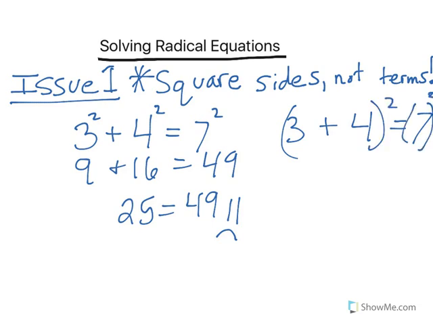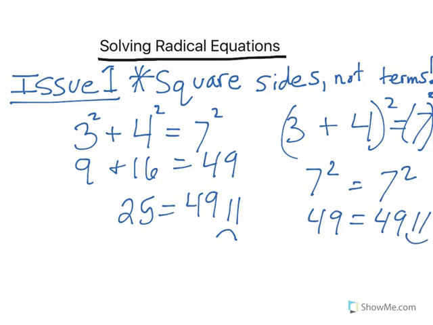So, if we do it the right way, start with something that is true, and we square entire sides, well, this forces the order of operations. So 3 plus 4 is 7 squared, and on the other side we have 7 squared. We have 49 equals 49, and that makes us happy. So again, square sides, not terms.